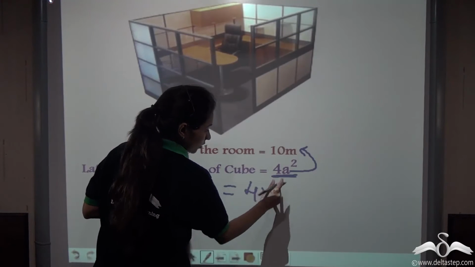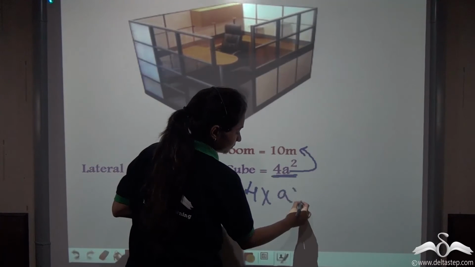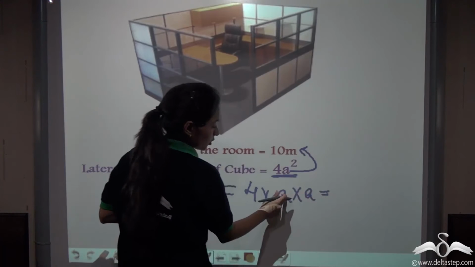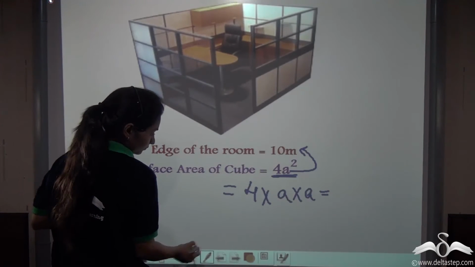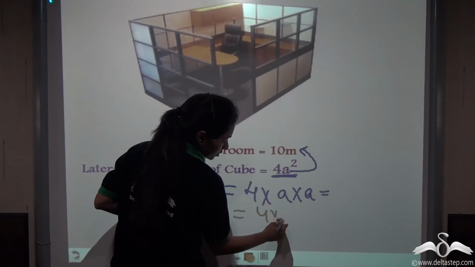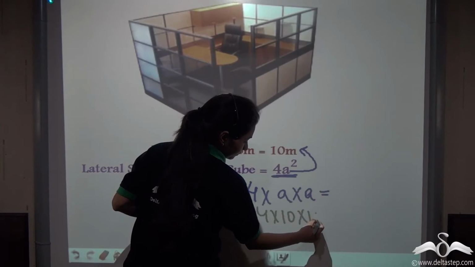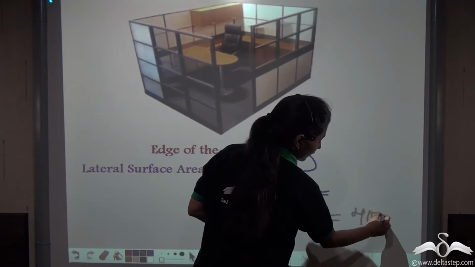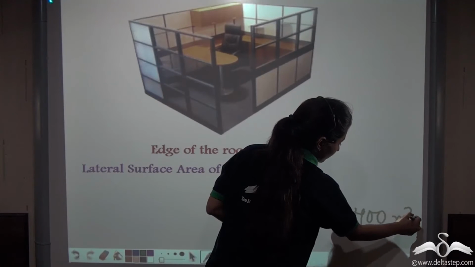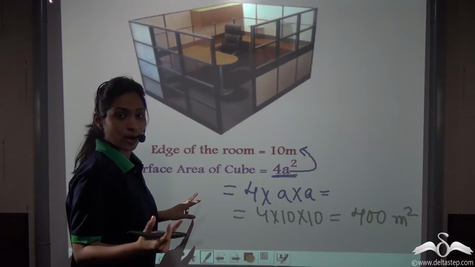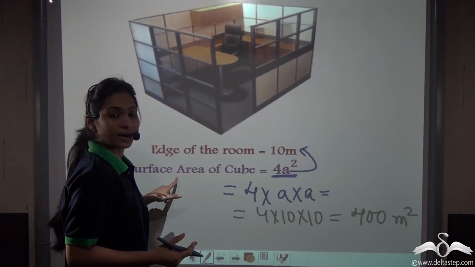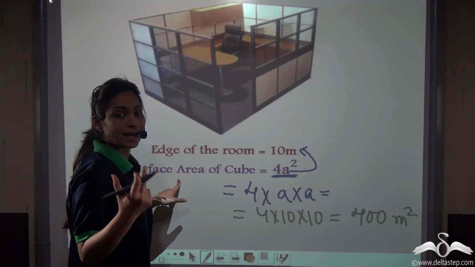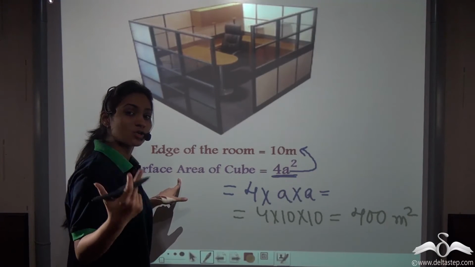4. Now a square means a into a. Now let's substitute this a with 10. So 4 into 10 into 10. This gives me 400 meter square. Now why have I used meter square here? Because we are finding out the lateral surface area of the cube, and area is always represented in square units.